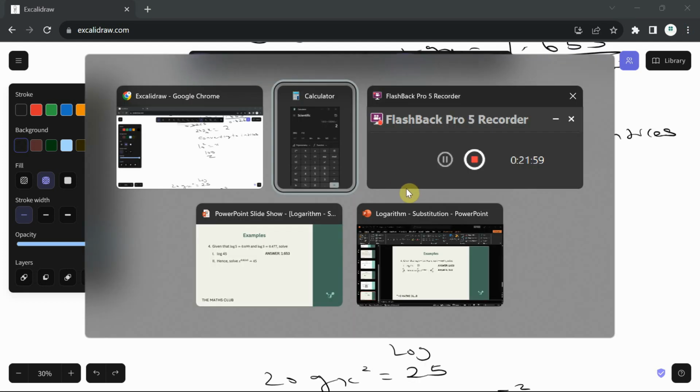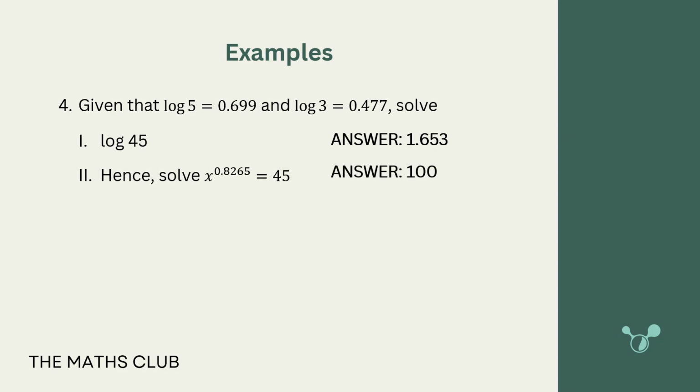So our answer is 100. That is basically it about substitution in logarithm.